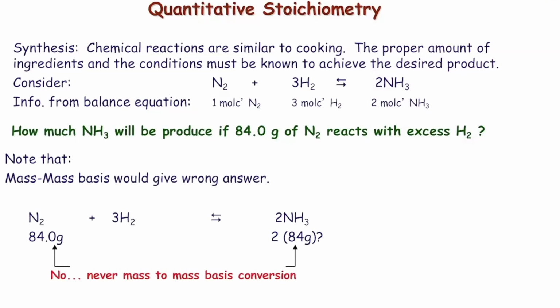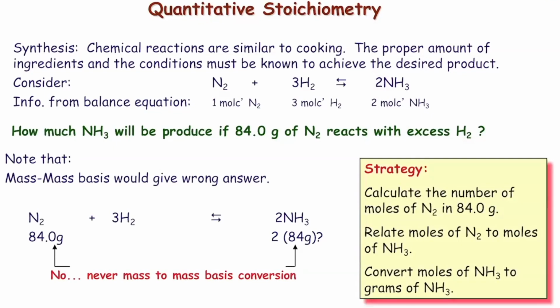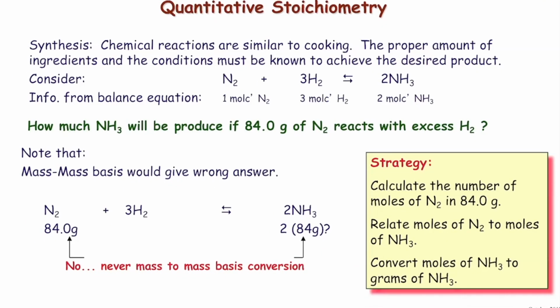Never do that. Never do that. You need to figure out how many nitrogen molecules, how many nitrogen moles you have, and then you can figure out how many ammonia moles you have, and then you convert moles of ammonia to grams of ammonia using the molar mass. That's the key.